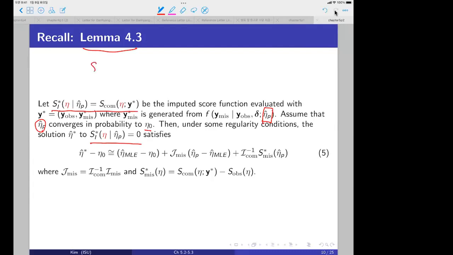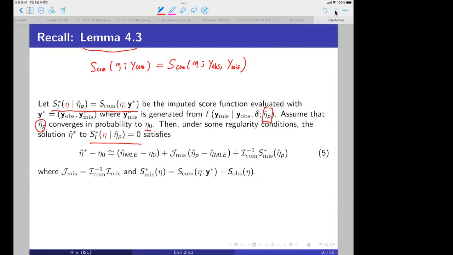You have an S originally, eta and y, right? So you have a y. So that is actually S eta and y observed and y missing. So you can write it this way.